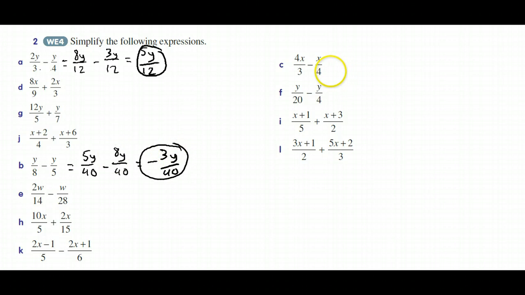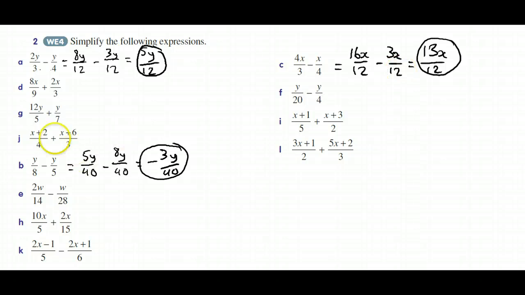Okay, jump over here to C, and we've got 4x over 3 minus x over 4. Lowest common multiple is 12. And to get 3 to become 12, we've got to multiply it by 4, so we get 16x on this side. This has got to be multiplied by 3, so it's 3x, and then 16x minus 3x is 13x over 12, and we can't simplify that.